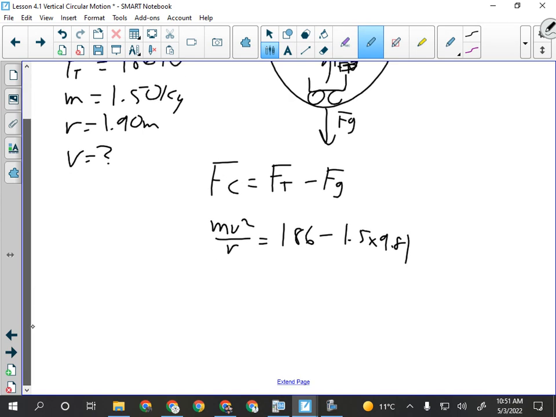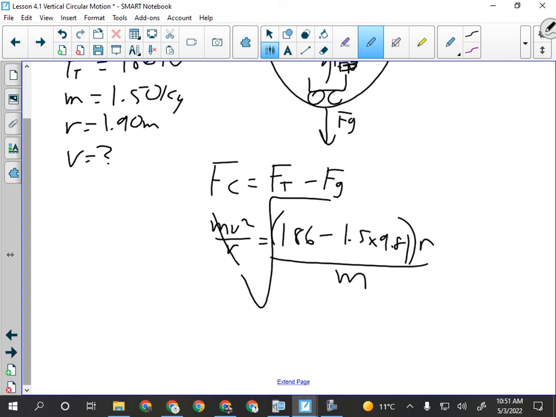Everybody with me so far? I'm trying to find v, so I've got to bring m and r over. I'm just going to bracket this so that it's clear what I'm doing. I'm bringing r over here, multiplying that side by r, and then I'm dividing that side by m. That takes care of those two things. Then I'm square rooting it to get my speed. So speed equals, I've already got it all written in there, so now we'll just punch in the numbers.